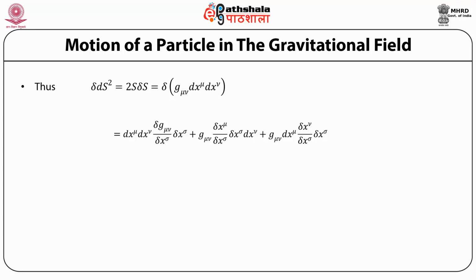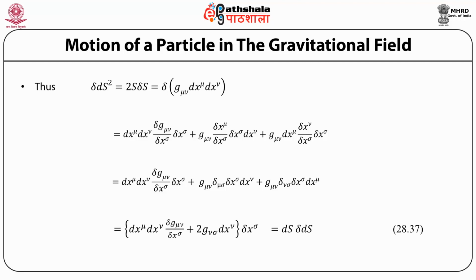This can be simplified to dx^μ dx^ν ∂g_μν/∂x^σ δx^σ + g_μν δ^μ_σ δx^σ dx^ν + g_μν δ^ν_σ δx^σ dx^μ. This equals, within the curly brackets, {dx^μ dx^ν ∂g_μν/∂x^σ + 2g_νσ dx^ν} δx^σ, which is equal to ds δ(ds).